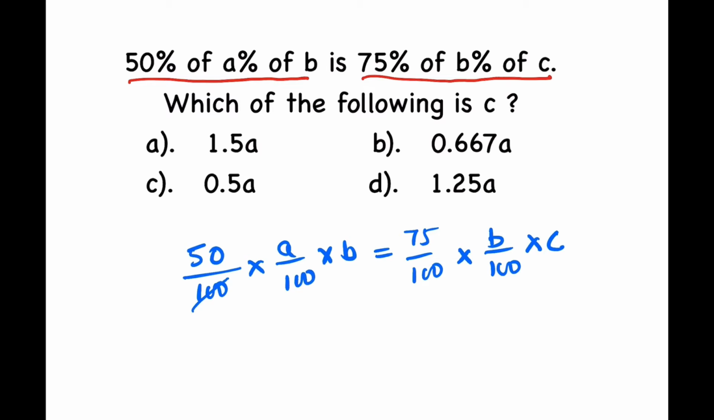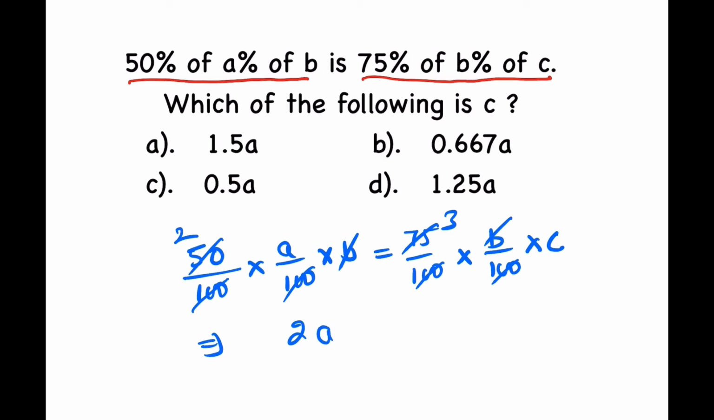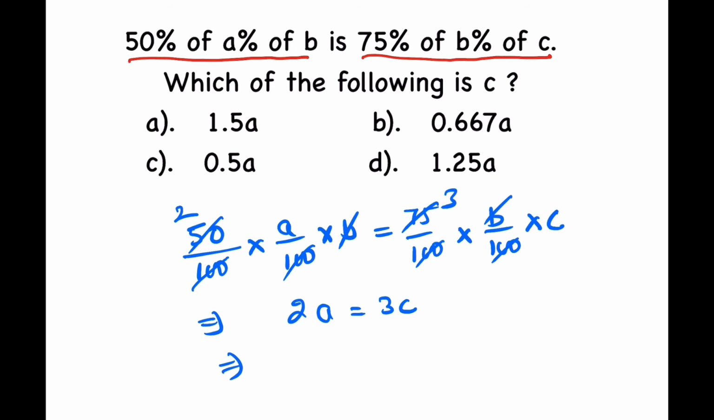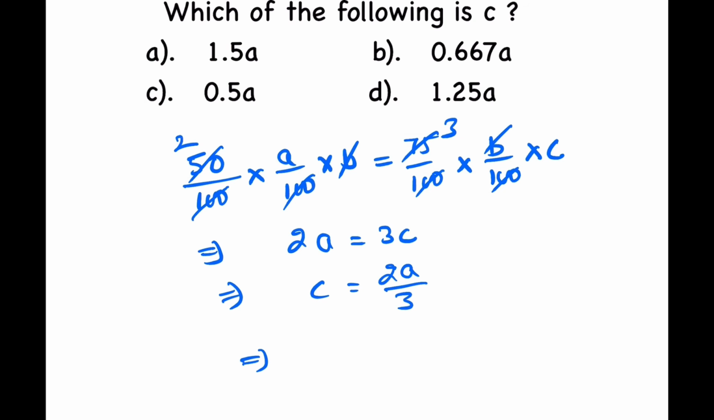So the 100s cancel, B cancels out, and 50 and 75 become 2 and 3. So this implies 2A equals 3C, and this implies C equals 2A by 3, and this implies C equals 0.667A. So this is our answer.